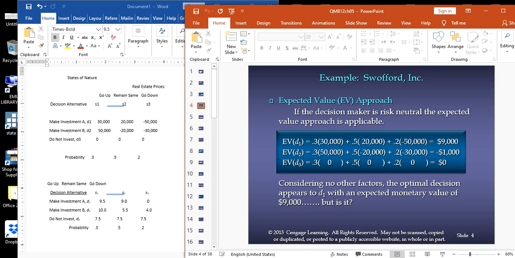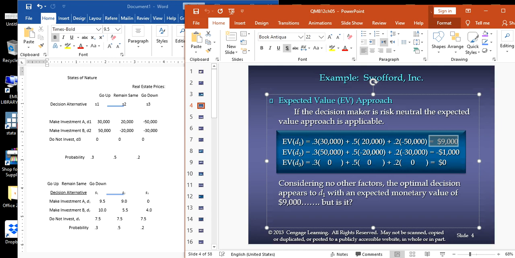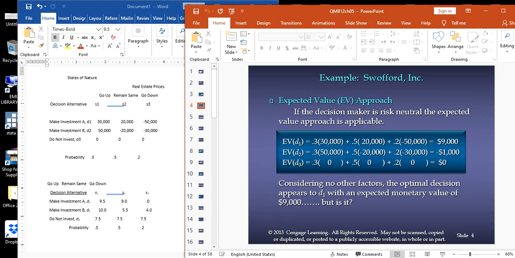So intuitively, one would say decision 1, alternative 1, investment A is the best choice to decide because it has the highest expected value. But is that the case? So far we learned that and how we decide about that. But the case is not ending here. There are other things to be considered.